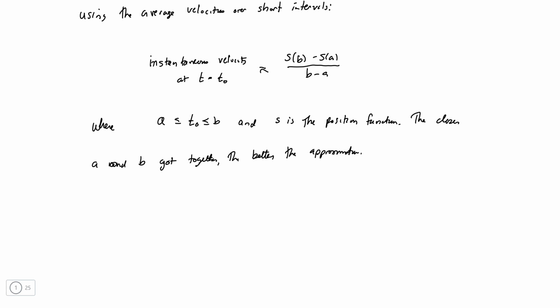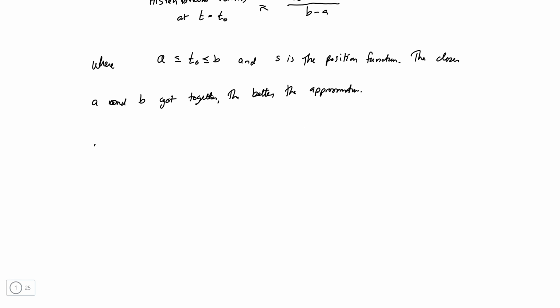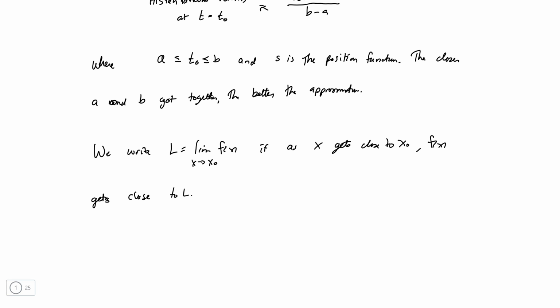So this is going to lead us to the notion of a limit, which you saw already in the flipped class video. But let's just quickly recall that we write L to be the limit as, say, x goes towards some value x naught, if, as x gets close to x naught, f of x gets close to L. So that was our notion of a limit, and we saw several examples of this in the flipped class video.